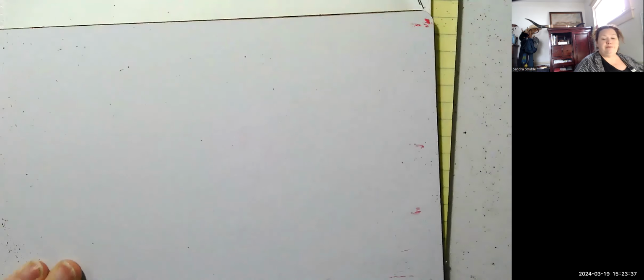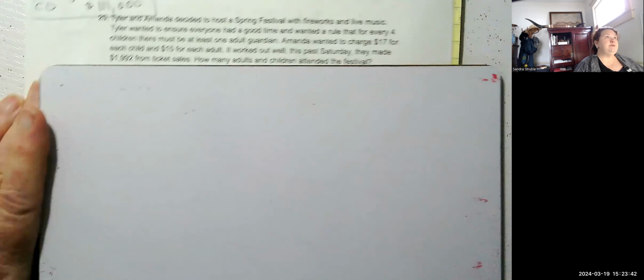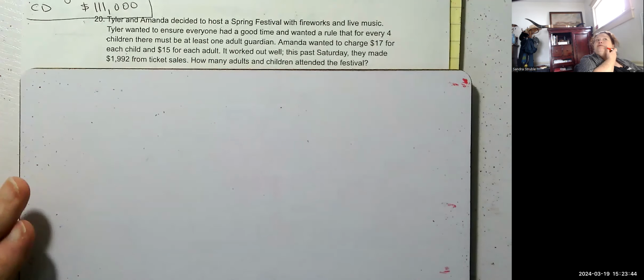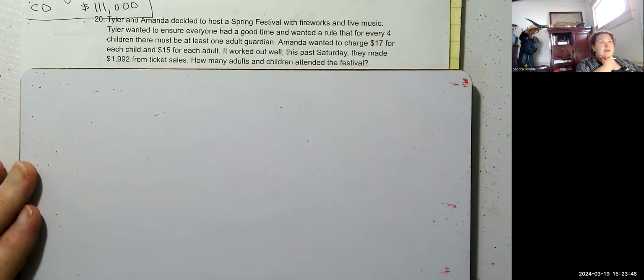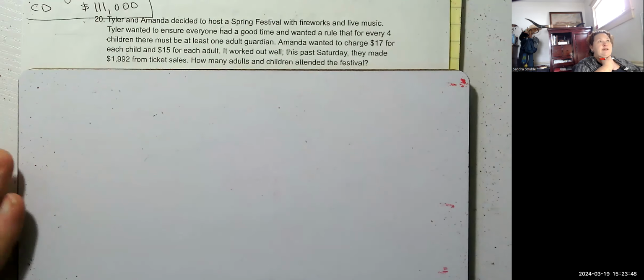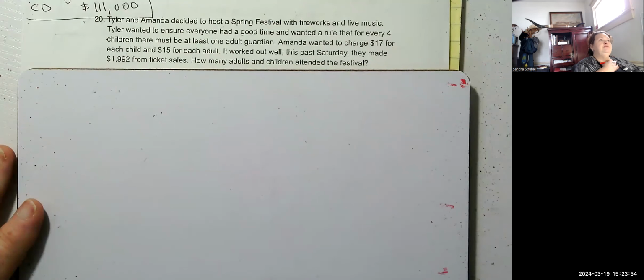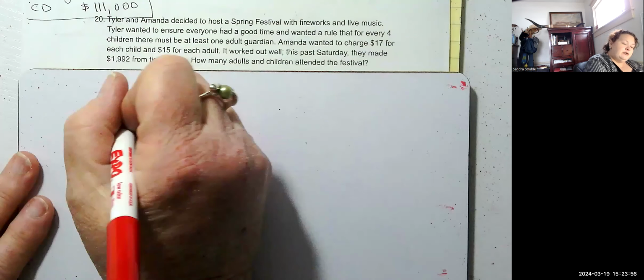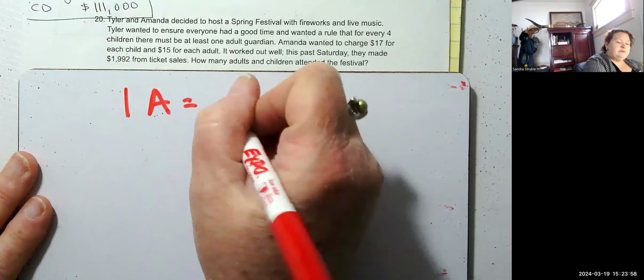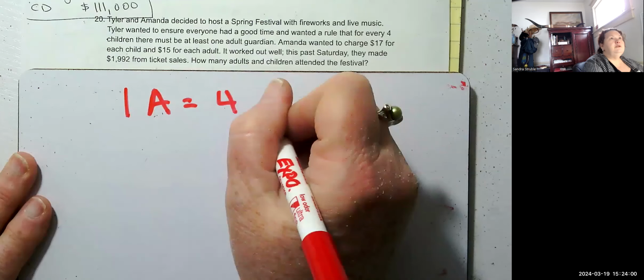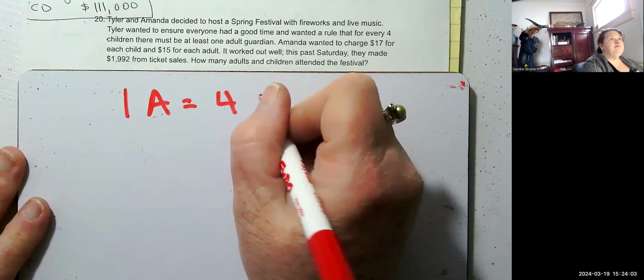One more. These are going to be on your exam. Be very careful. Make sure you're comfortable with these before we get to your final exam. All right, last one here. Tyler and Amanda decided to host a spring festival with fireworks and live music. Tyler wanted to ensure everyone had a good time and wanted a rule that for every 4 children, there must be at least one adult guardian. Okay, so for one adult, there has to be 4 children.